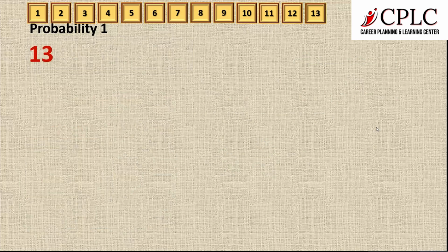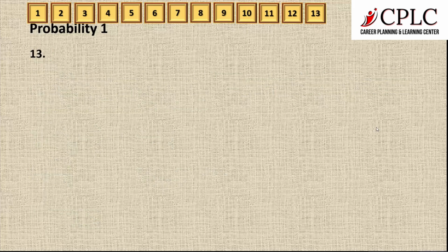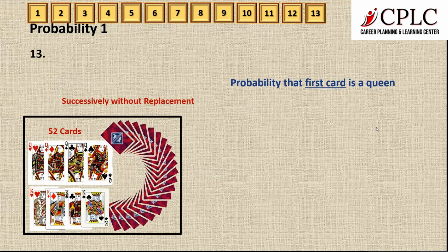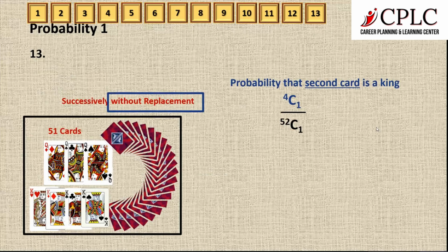Let's move to the next question now. From a normal pack of cards, two cards are drawn. Find the probability that one is king, other is queen if the two cards are drawn successively without replacement. Now, without replacement means we are not putting the card back in the pack of cards. So, probability that first card is a queen is going to be 4c1 upon 52c1. Without replacement, that means we don't have 52 cards now. We have only 51 cards.